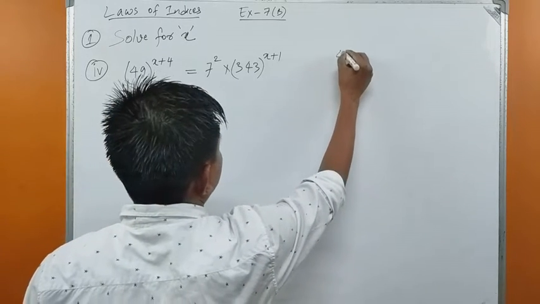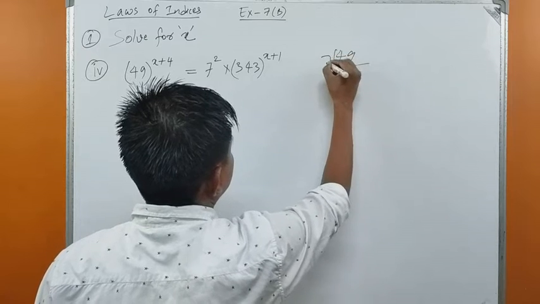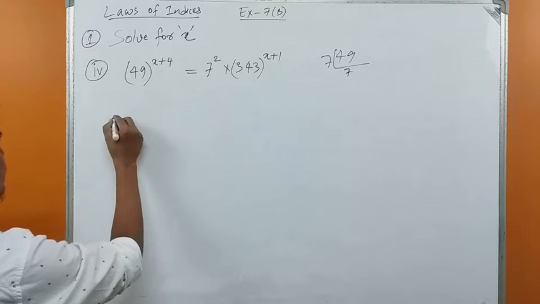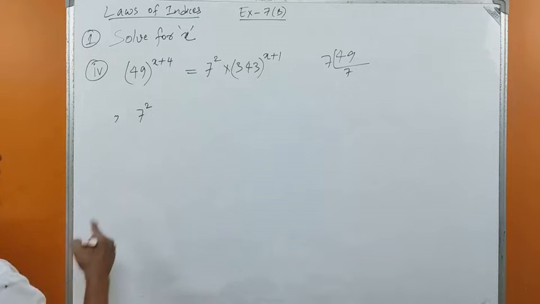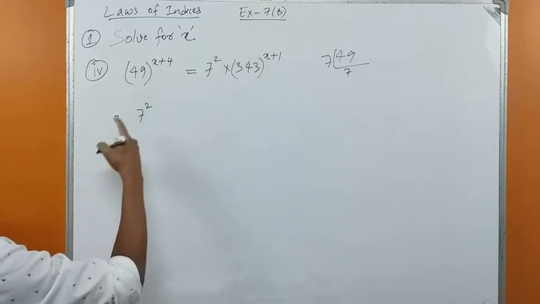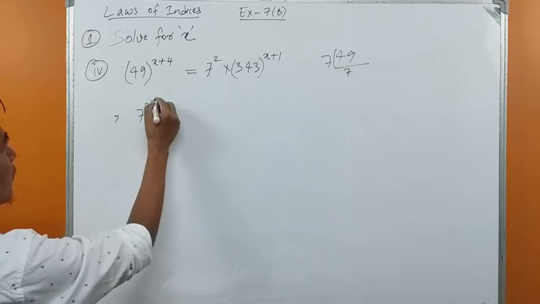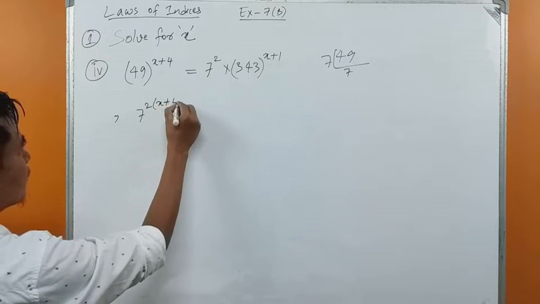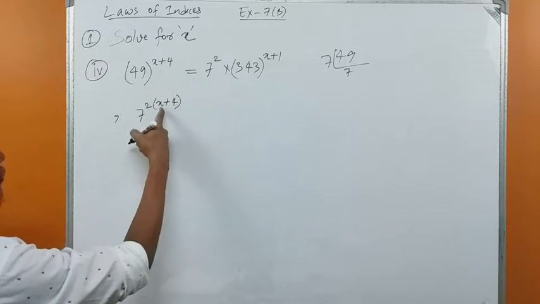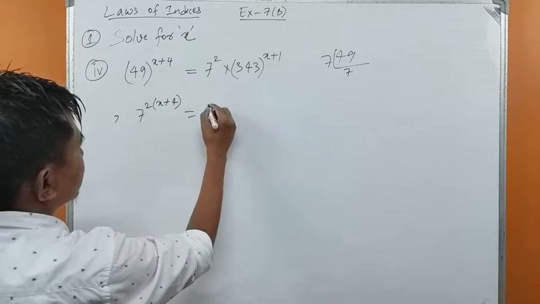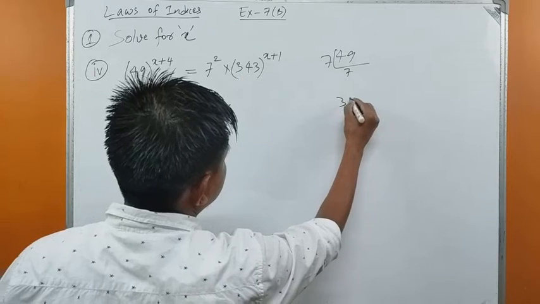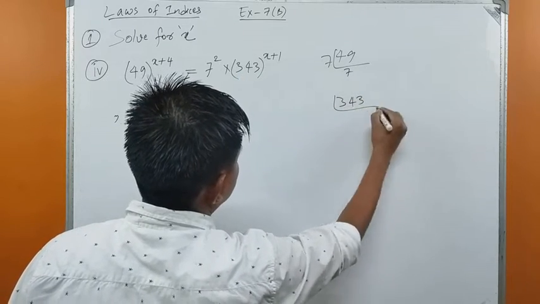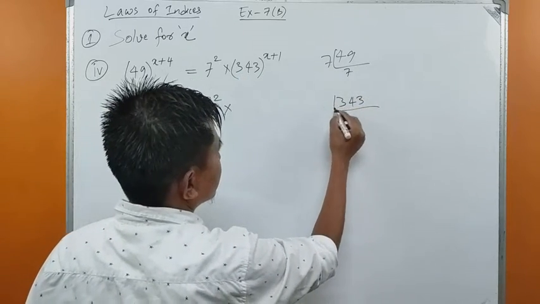49 means 7 squared, isn't it? 49 means 7 7s are 49. So instead of this 49 I can write 7 squared, okay, 7 squared is 49. So this x plus 4 was already in the power, so we write x plus 4, okay. Now this is 7 squared into 343, which means we just find out the factors of 343.